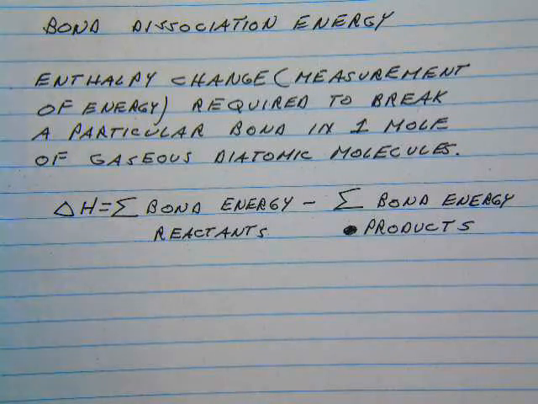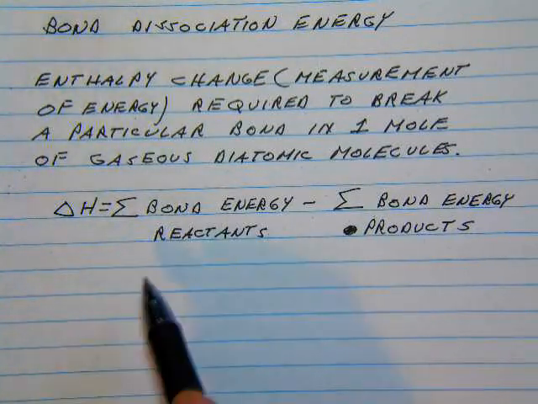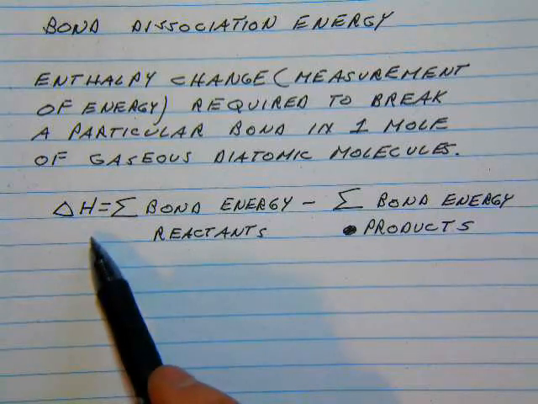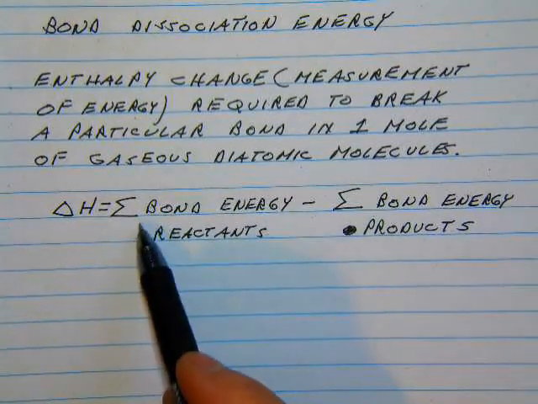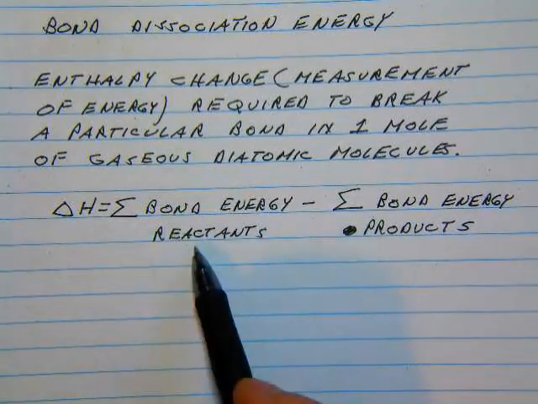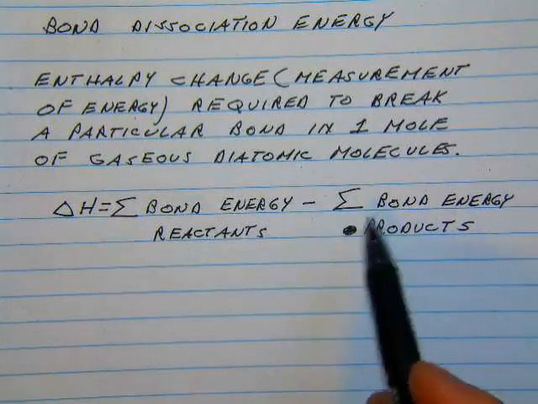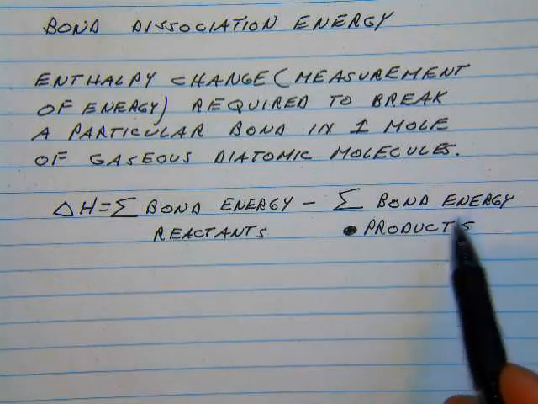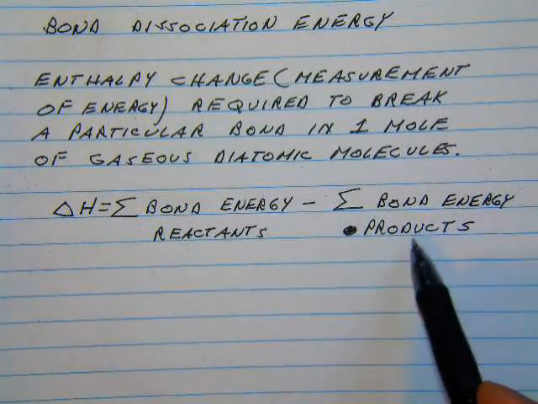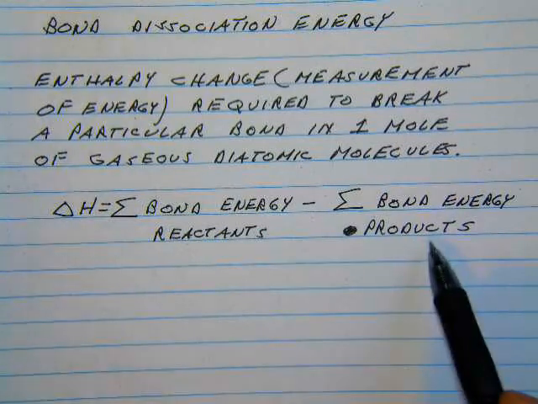Bond dissociation energy is the enthalpy change, and enthalpy, if you remember, is a measurement of energy. This is the energy required to break a particular bond in 1 mole of a gaseous diatomic molecule. So delta H would equal the sum of all the bond energies it takes to break the bonds of the reactants minus the sum of all the bond energies of the bonds that are produced in the products.